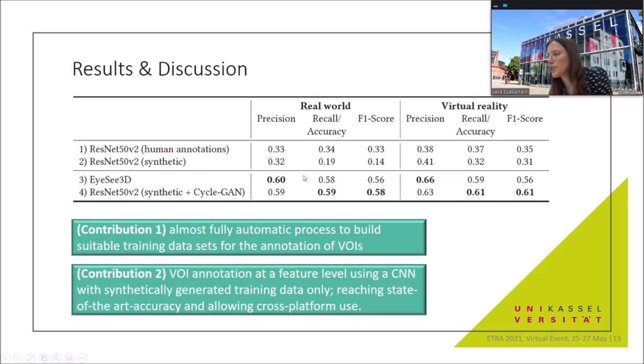The results can be seen in this line. As you can see, CycleGAN is boosting the accuracy tremendously, and this is true for both settings. Using the image augmentation seems to compensate the reality deficit of pure simulation data sufficiently. Overall, our work should therefore be seen as proof of concept for a new method to annotate volumes of interest in interactive three-dimensional settings, which reaches state-of-the-art accuracy while allowing cross-platform use.